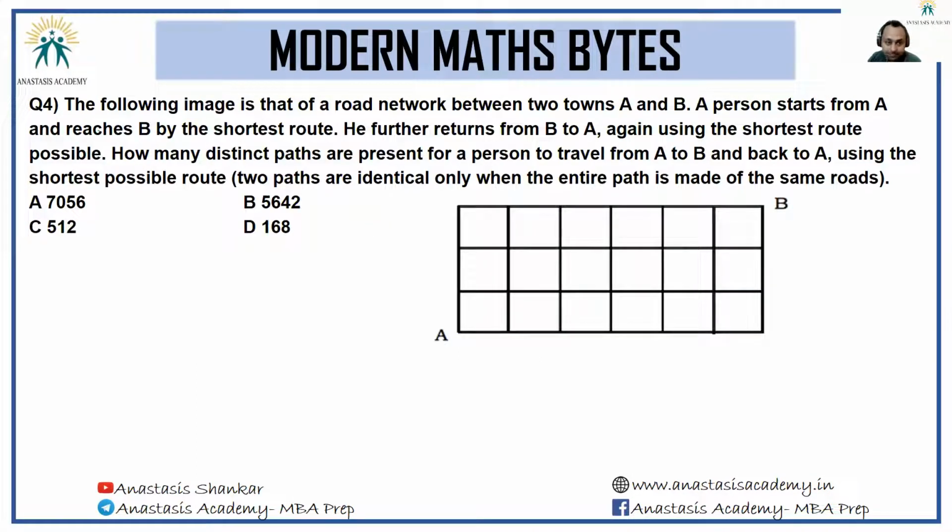Next question. The following image is that of a road network between 2 towns A and B. A person starts from A and reaches D by the shortest route. He further returns from B to A, again using the shortest route possible.